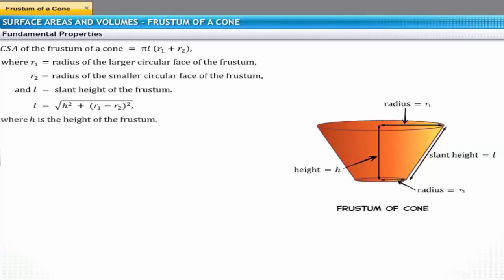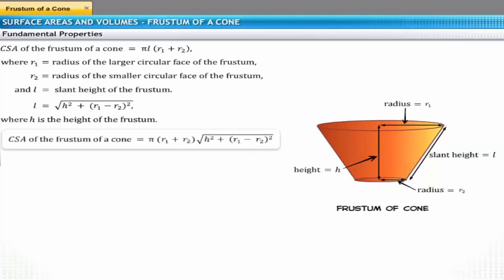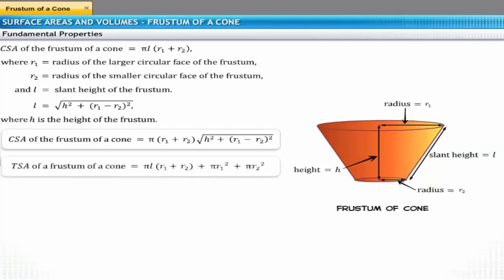Using the expression for L, the CSA of the frustum can also be expressed as pi times R1 plus R2 into under root h square plus R1 minus R2 the whole square. The formula for total surface area, TSA, for the frustum of a cone is pi times L times R1 plus R2 plus pi R1 square plus pi R2 square. As before, the slant height L equals under root h square plus R1 minus R2 the whole square.